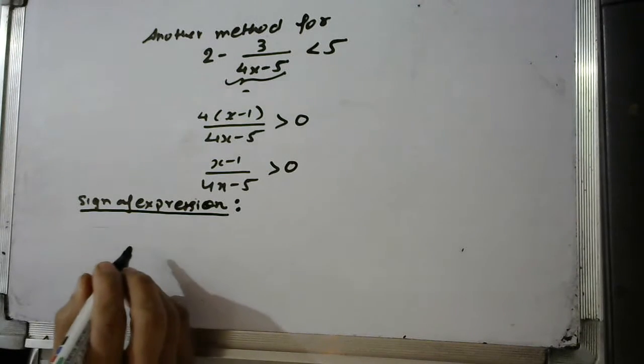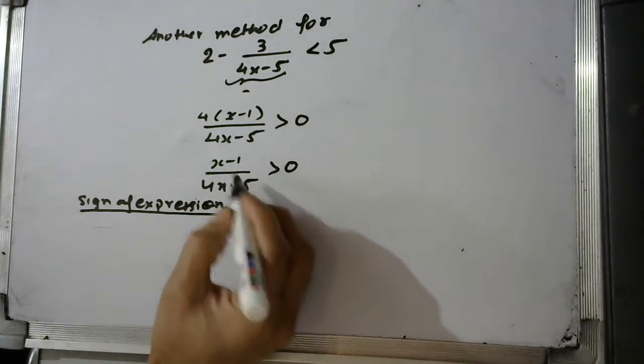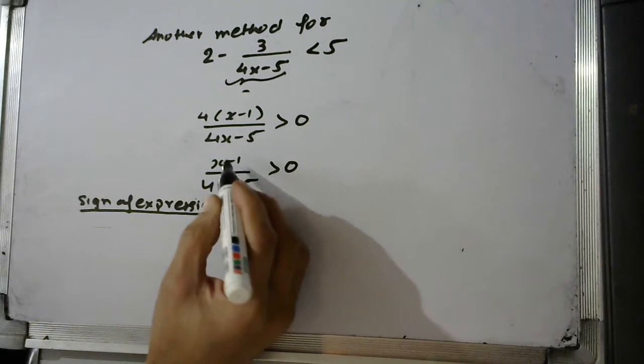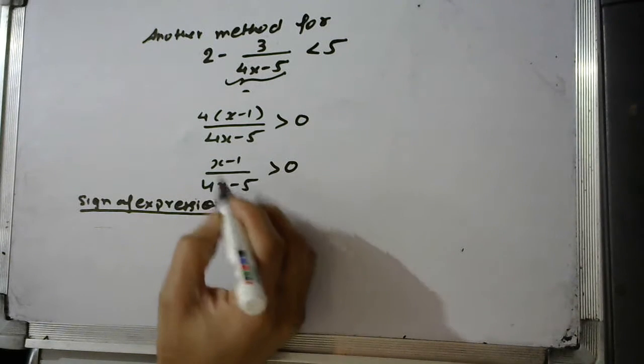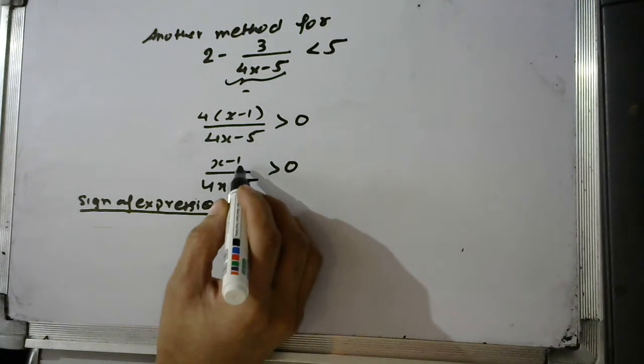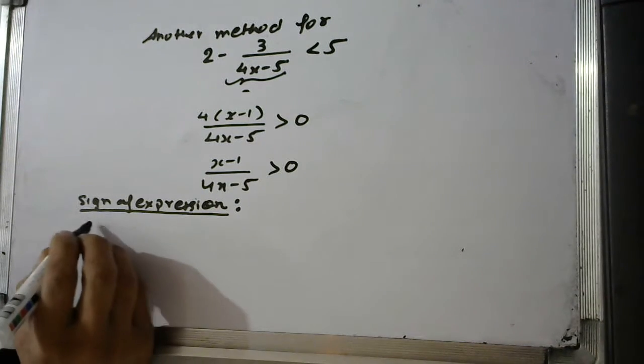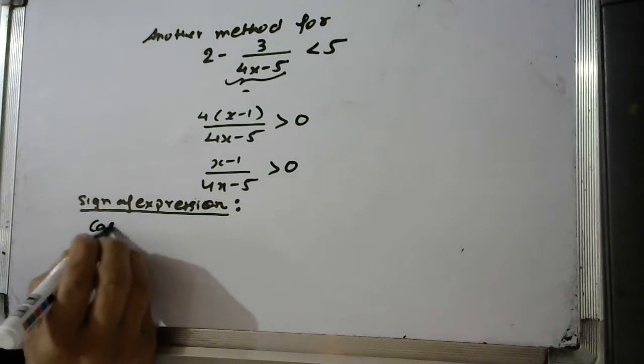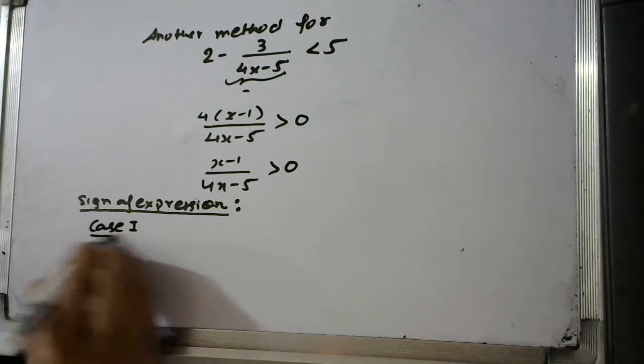Now, if we have an expression involving two variables, if both the variables are positive, the expression will be positive, or if both the variables are negative, again the expression will be positive. So I will first consider case 1.